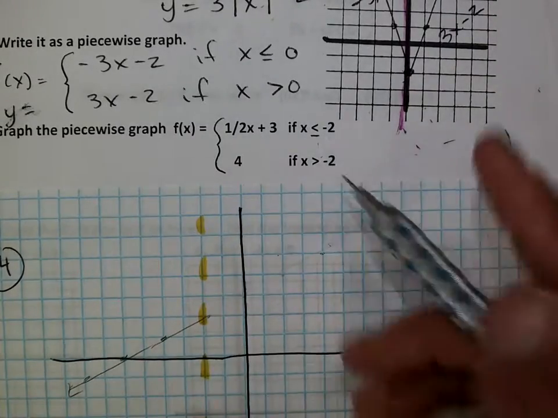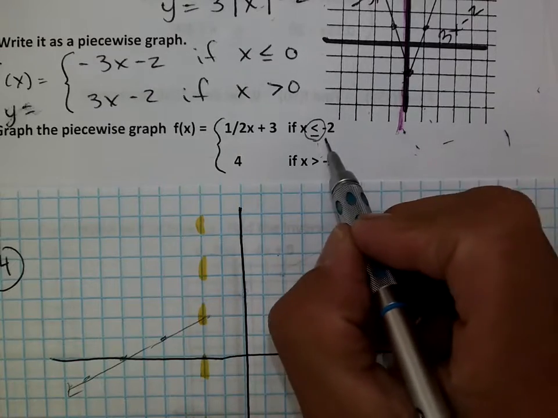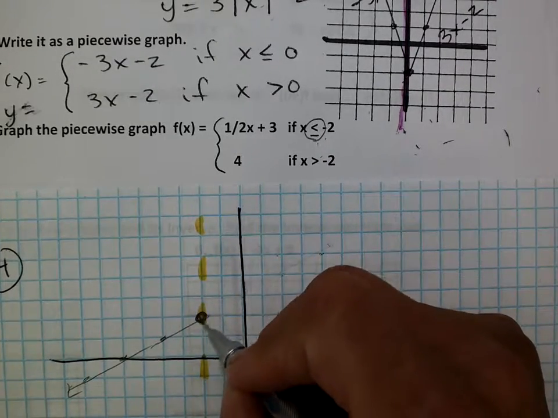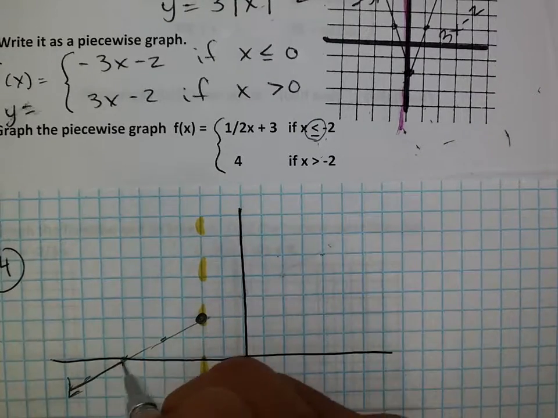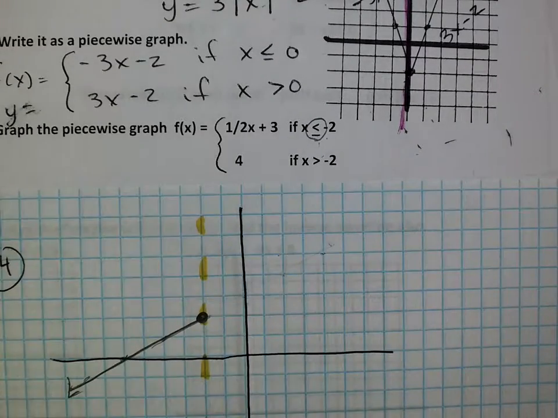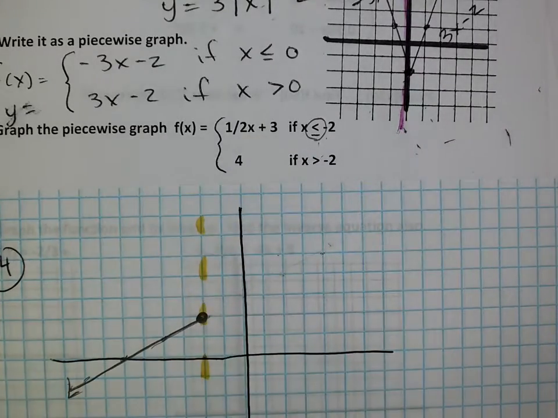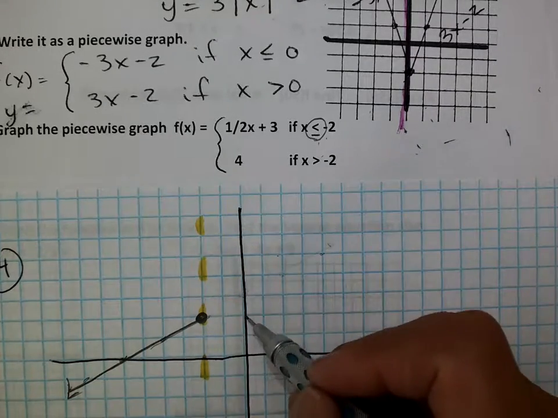Quinn did a nice job by circling the sign. So I know I'm going to have a solid dot right there. So there's my first piece. Second piece, y equals 4 is a horizontal line at 4. 1, 2, 3, 4.